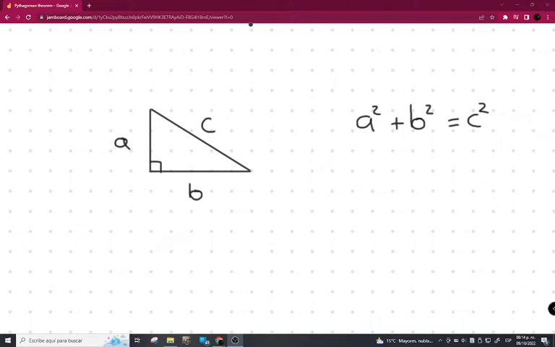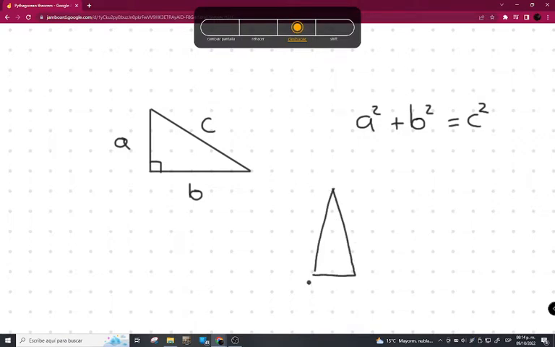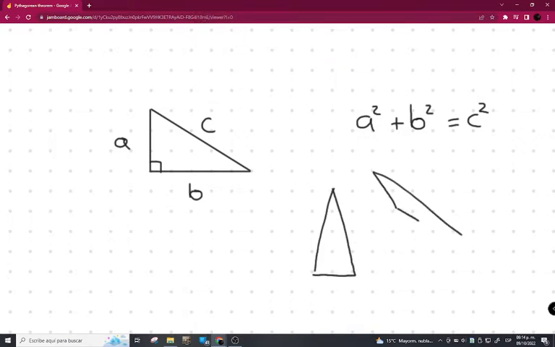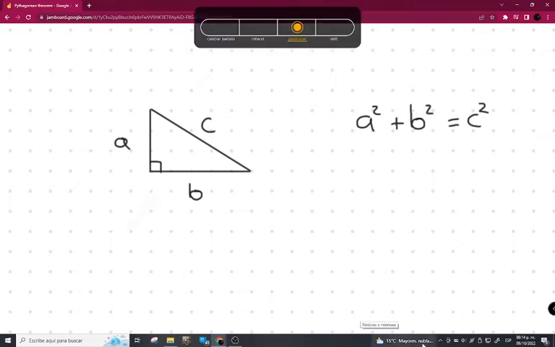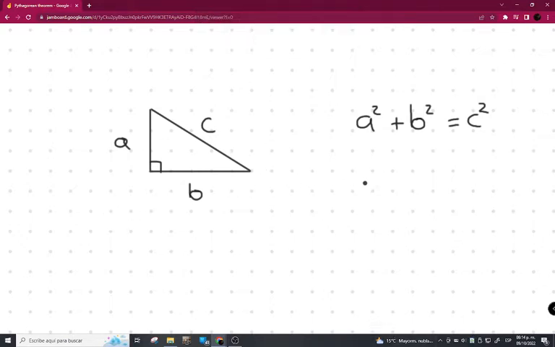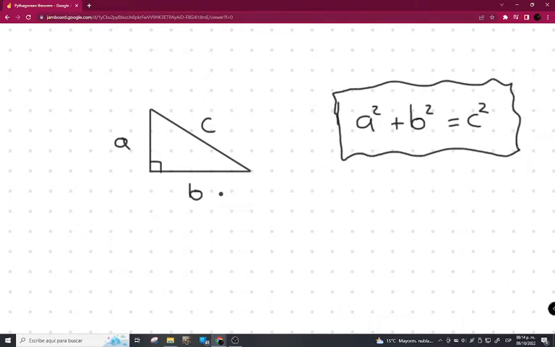Okay, let's remember one important thing, and it is that the Pythagorean theorem only works with right triangles, which means that they are triangles that include a 90-degree angle in them. So you cannot apply this with a triangle like this, or like this, because they are not right. So this is the Pythagorean theorem, this relationship that we have over here.